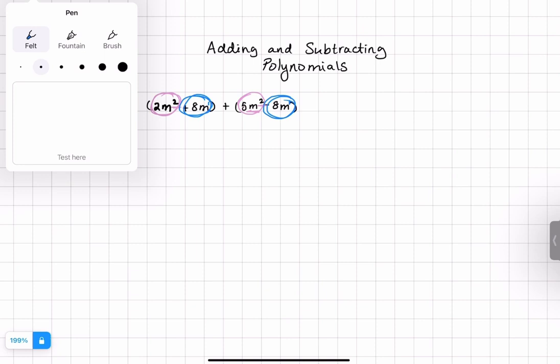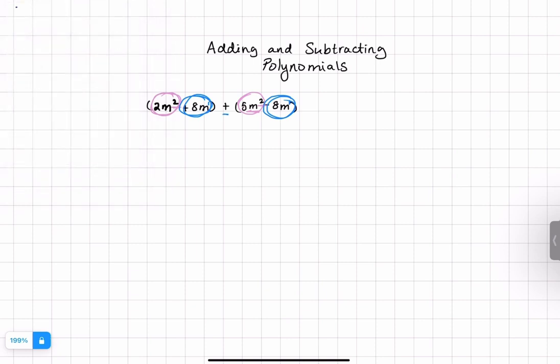First of all, you just want to distribute this positive, which is the exact same thing. So it becomes 2m squared, we can remove this parentheses actually. Let's color code this. So 2m squared plus 5m squared, plus 8m, minus 8m.